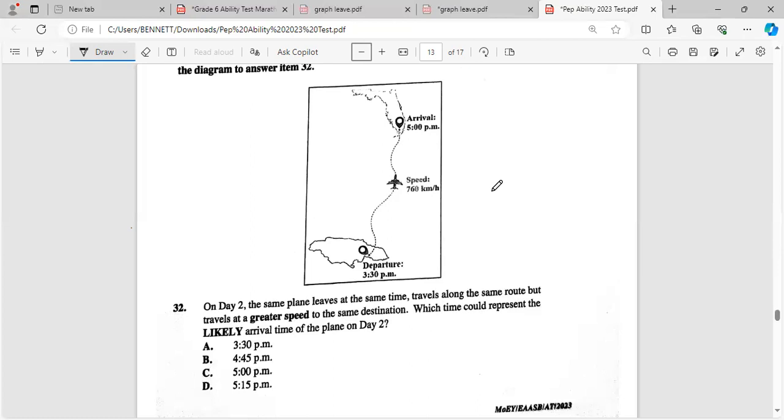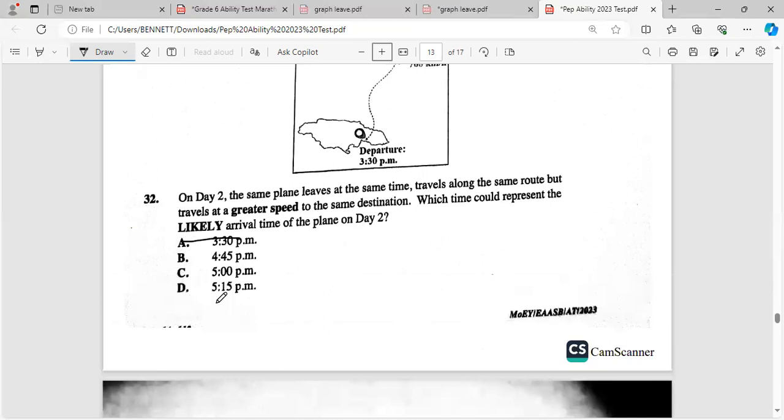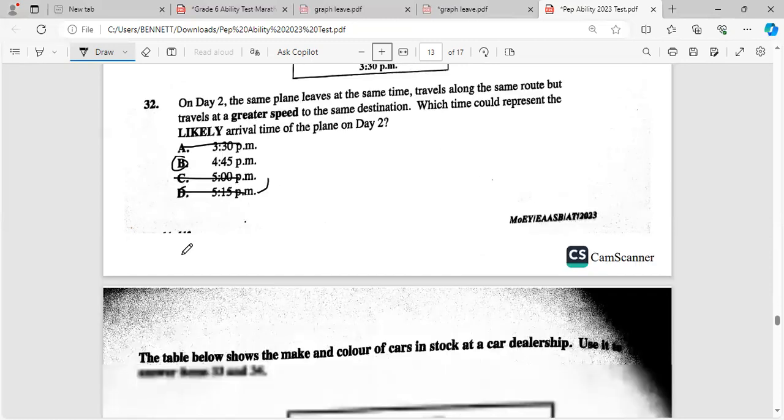I agree. Think about it, guys. Yes, sir, the plane is going faster, same distance, same everything. That means if it's going faster, it must arrive earlier. It couldn't reach 3:30 because that's the departure time. It couldn't reach in 1 second or 1 minute. So it can reach 5 o'clock or this, because this would be later. If it's going slower, then it would be this. But definitely, I agree. All right, good job.